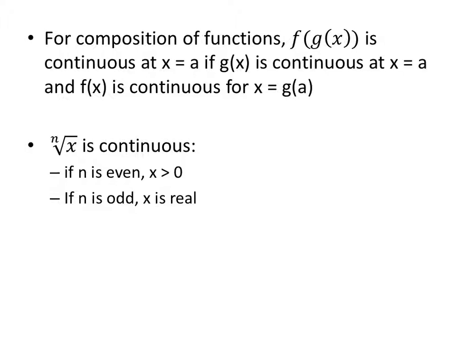For a radical function, the nth root of x is continuous as long as n is even and the radicand, the number underneath, is greater than 0. It's also continuous provided n is odd and x is a real number.